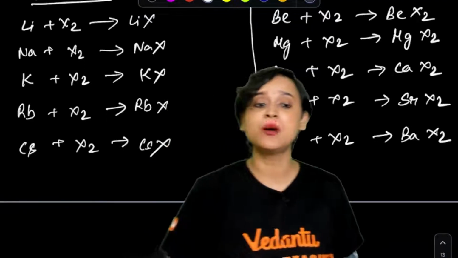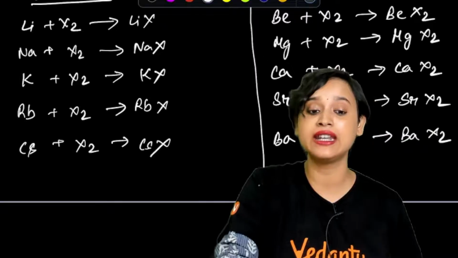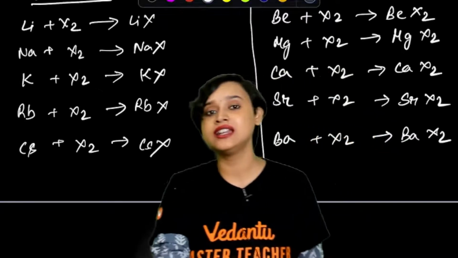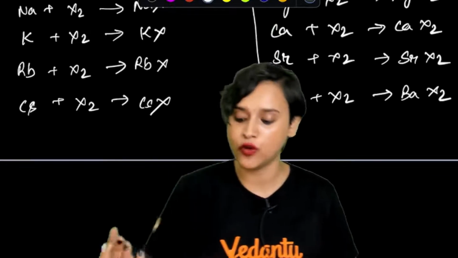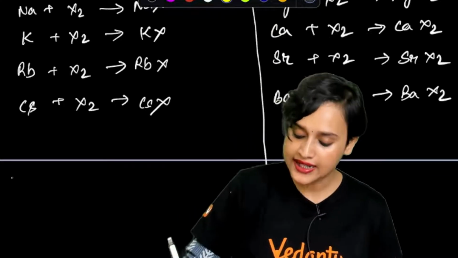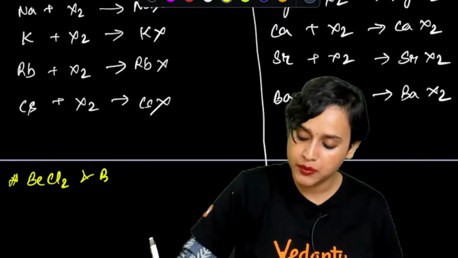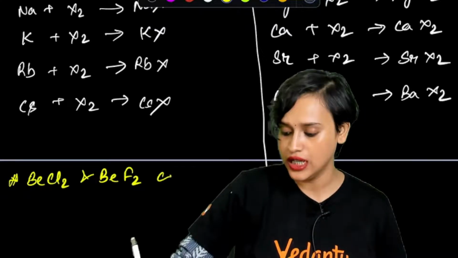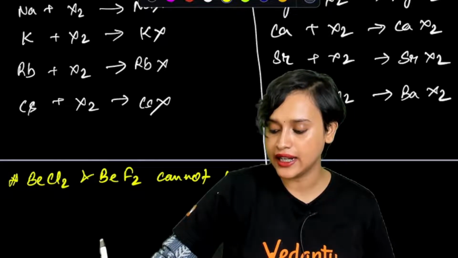Now, I was talking to you about dihalides. Especially about beryllium, you will see that BeCl2 and BeF2 cannot be formed directly.